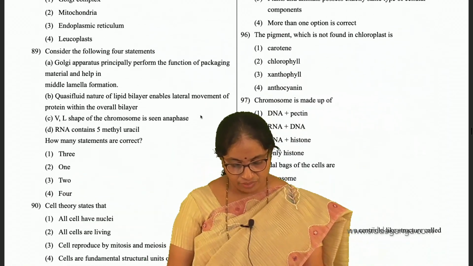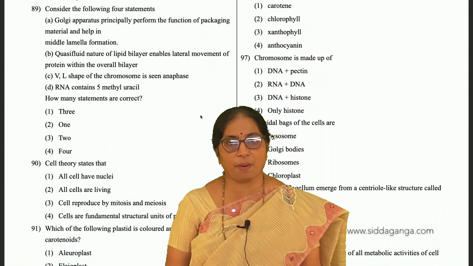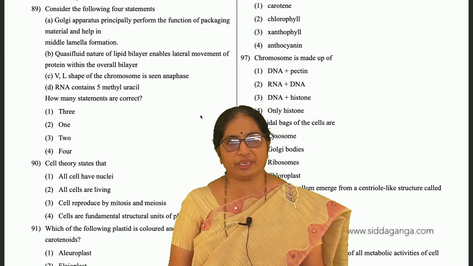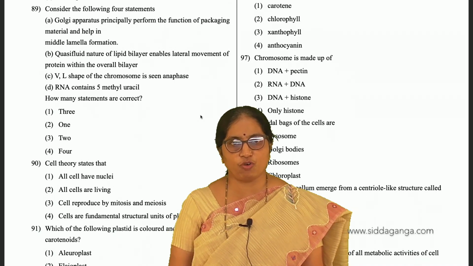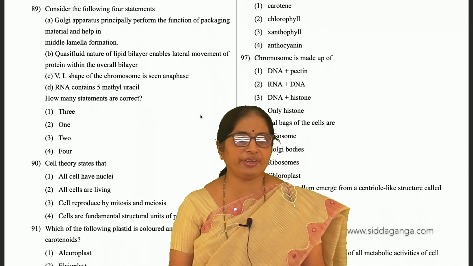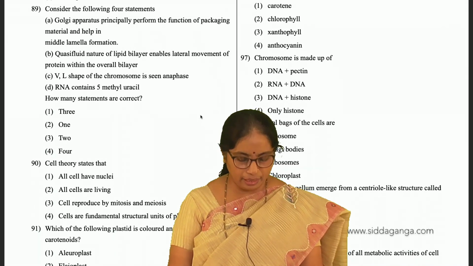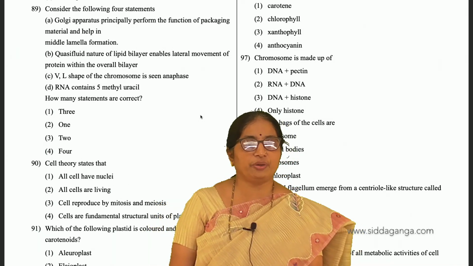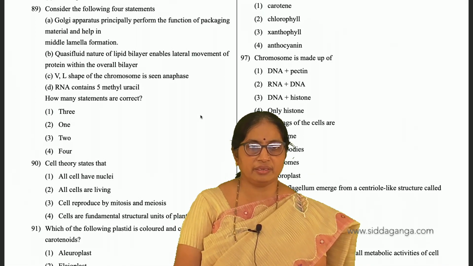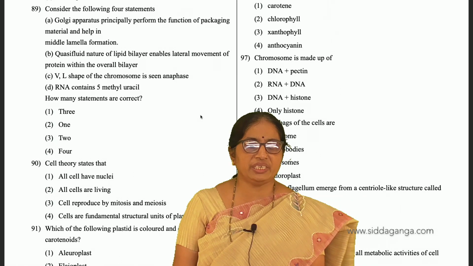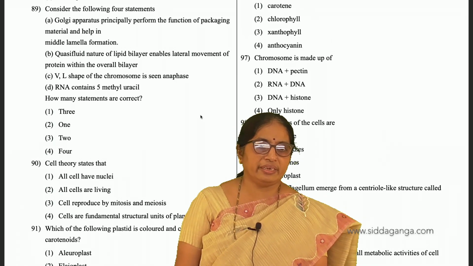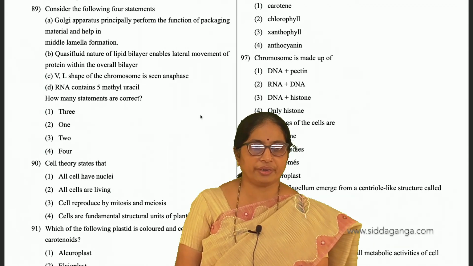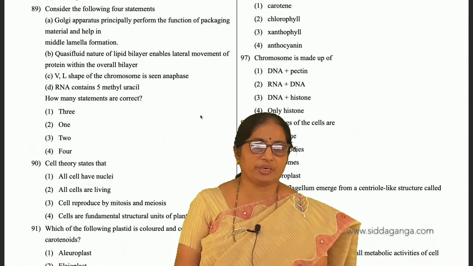Question number 89. Consider the following 4 statements. A, Golgi apparatus principally performs the function of packaging material and helps in middle lamella formation. B, quasi-fluid nature of lipid bilayer enables lateral movement of protein within the overall bilayer. C, V and L shape of chromosome is seen in anaphase. D, RNA contains 5-methyl uracil. How many statements are correct? Here 3 statements are correct.